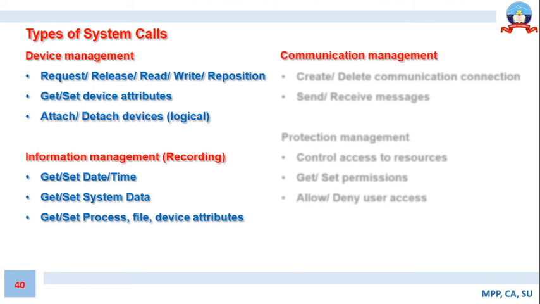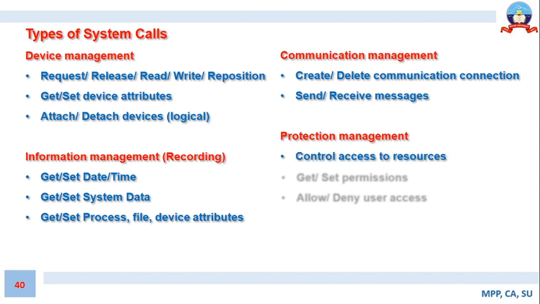Then we have system calls for communication. So we have system calls for creating and deleting communication connections. We have system calls for sending and receiving messages. Then we have system calls for protection management. We have system calls for controlling access to the resources. We have system calls for fetching and setting the various permissions, and we have system calls for allowing or denying user access.